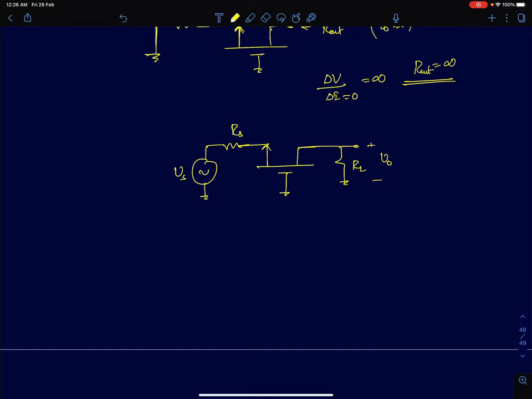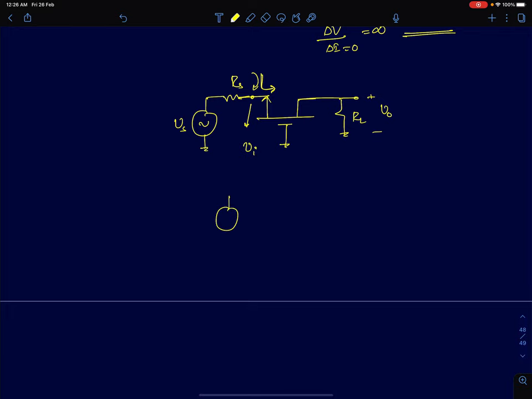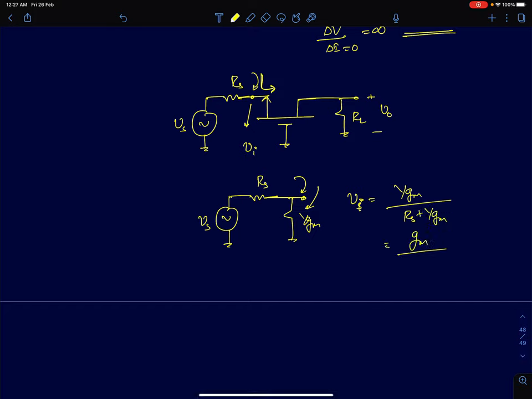So first, to calculate the voltage gain, I need to find this node voltage. I'm going to call this Vi. To find the node voltage, you just need to know the impedance looking into the source terminal. If I know the impedance, then at the input side, I can represent the circuit this way. So the input side, it's going to be Rs and 1 by gm. So the input resistance, I'm just modeling it as 1 by gm. So the node voltage at this point is Vi, which is simply the potential division, which is 1 by gm by Rs plus 1 by gm, which is nothing but 1 by 1 plus gm Rs times Vs.